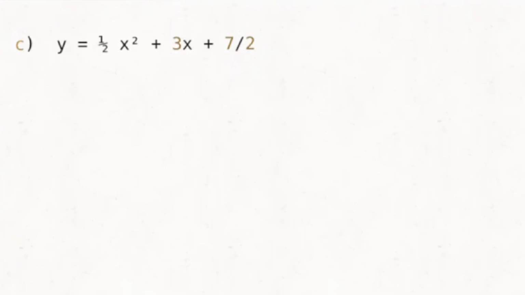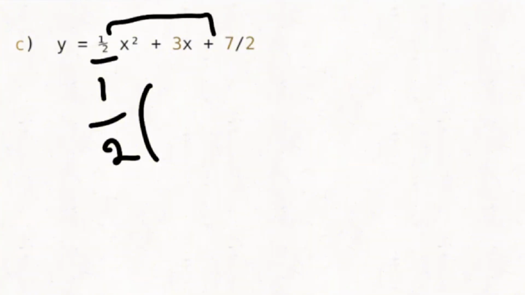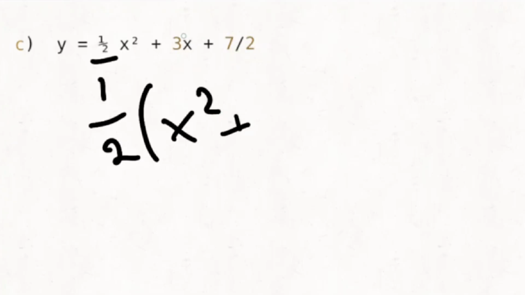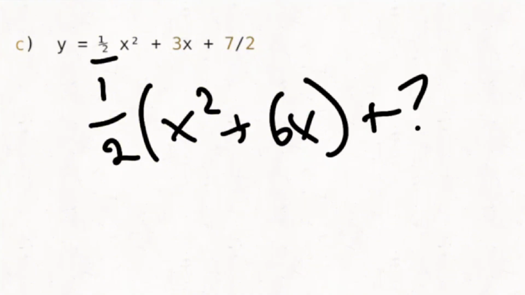Our next equation is y equals 1/2 x squared plus 3x plus 7/2, okay? So we'll be solving this. Again, we check the leading coefficient like before. So we have 1/2, and we factor out 1/2 from these two values. So what we will get is x squared plus, if we do 3 divided by 1/2, it's the same thing as saying 3 times 2, and that is going to be equal to 6x, okay? And here we just add 7/2.